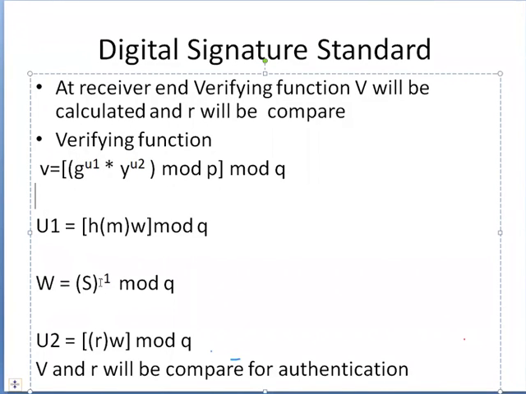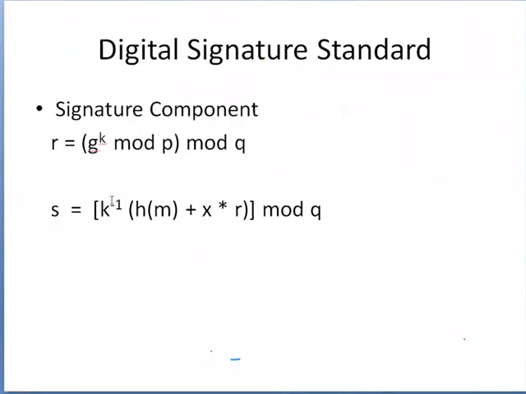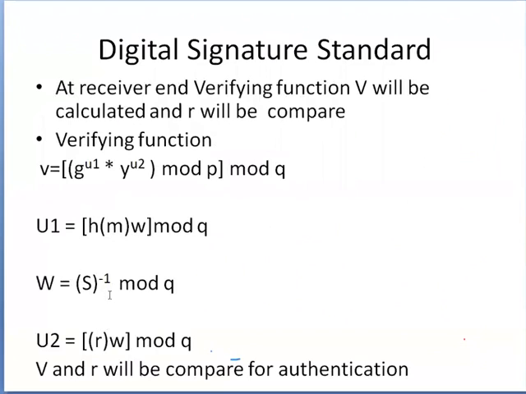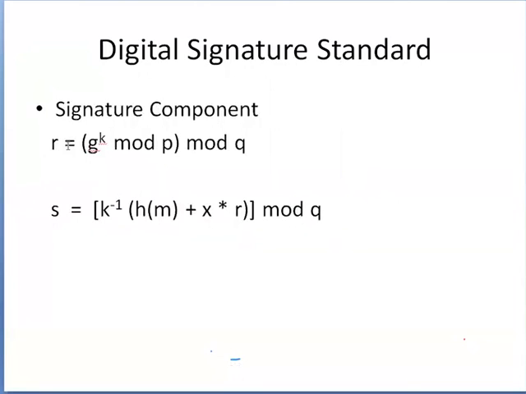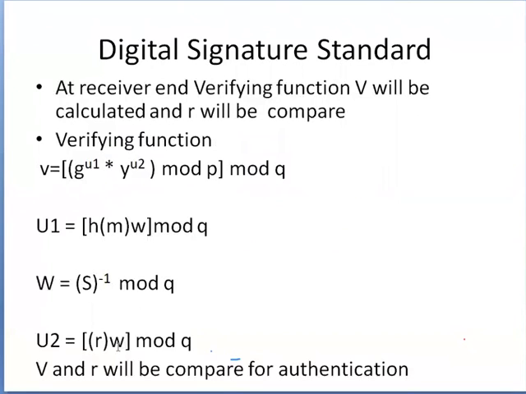Now what is S? S we have already calculated over here, the signature components R and S. So that S we put here as S inverse mod Q, which is W. That W we put here in the hash message into W mod Q. So that is U1. What is U2? U2 uses R. R again we get from the digital signature standard. So this R we use in R into W mod Q. This is U2.